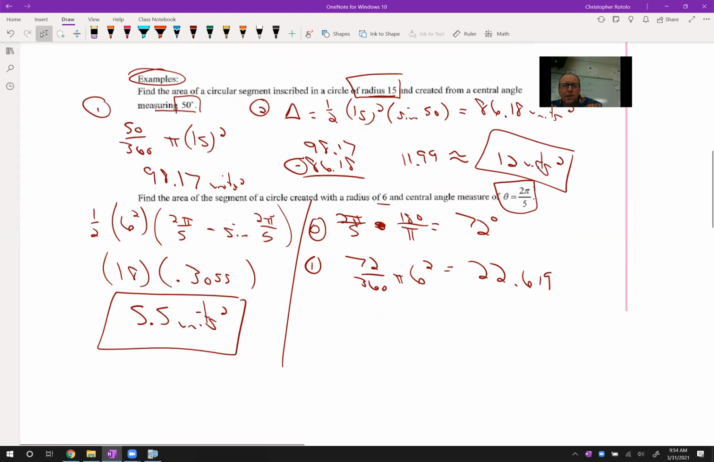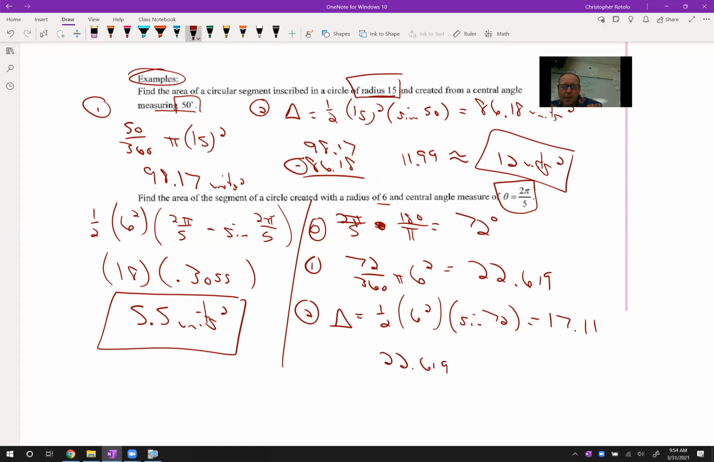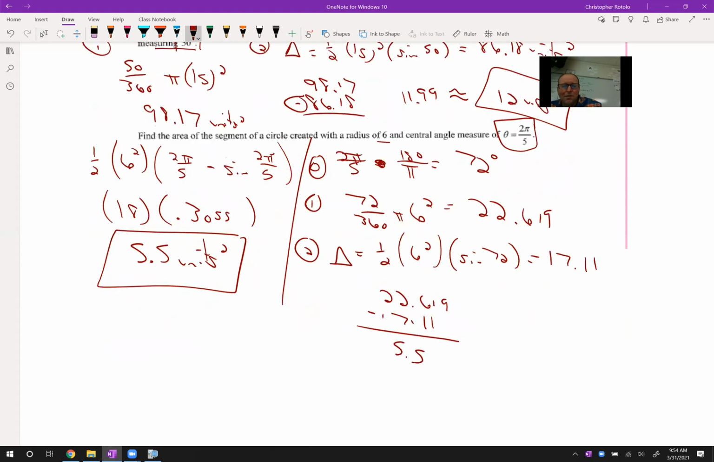So the next thing we're going to do is follow our second one. So the area is 1/2. This time we're going to use 6 squared, and we're going to use sine of 72 because that's what we found that whole thing to be. Sine of 72 times 36, take half of that, so we got 17.11. And then my step 3 is to subtract those. So 22.619 minus 17.11, and guess what it gets us? 5.5 units squared.